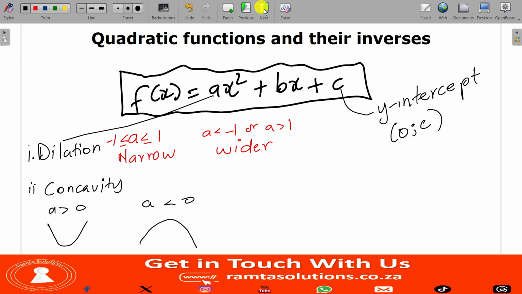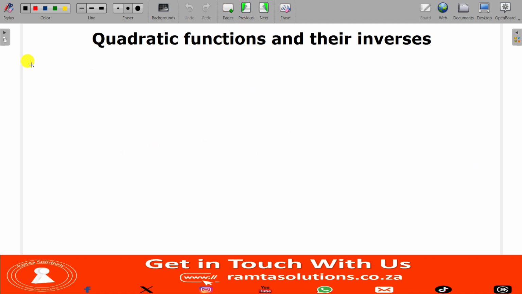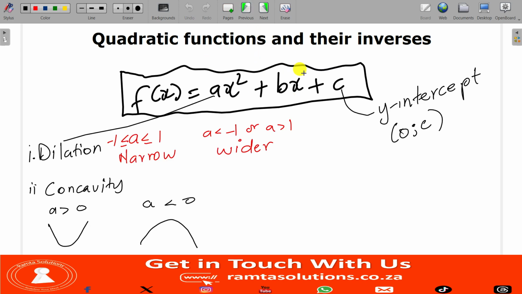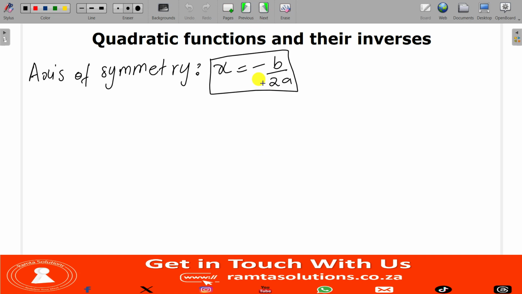Now, let's get to know some important information. Let's begin with the axis of symmetry. This is the line that cuts the graph into two equal halves. That line is x equal to negative b over 2a, for the quadratic function given in this form. And by the way, this is also the x value of the turning point.